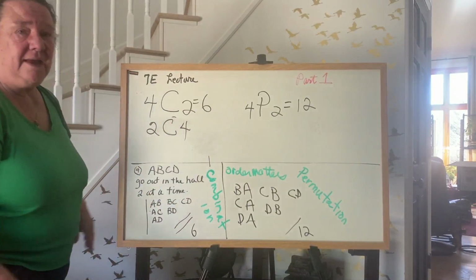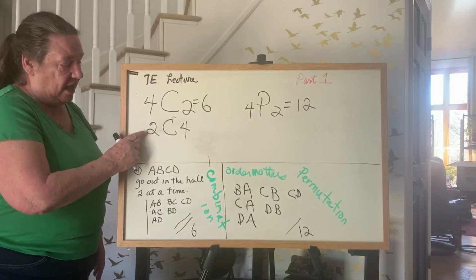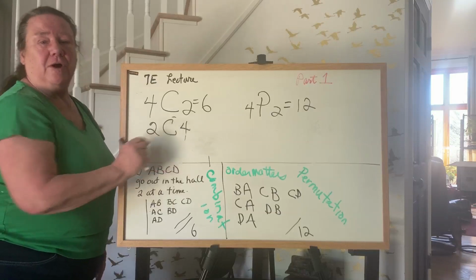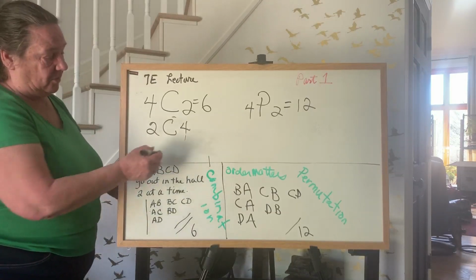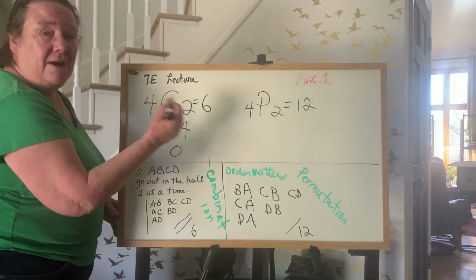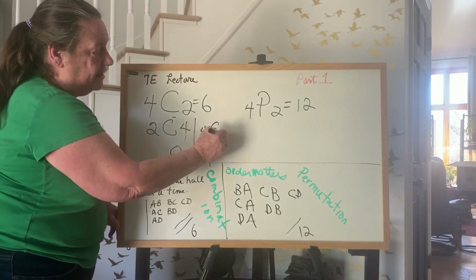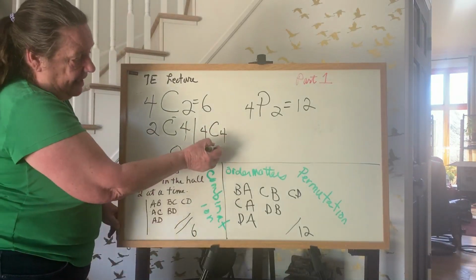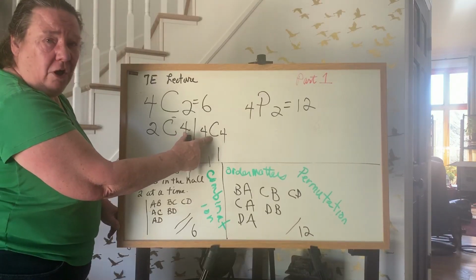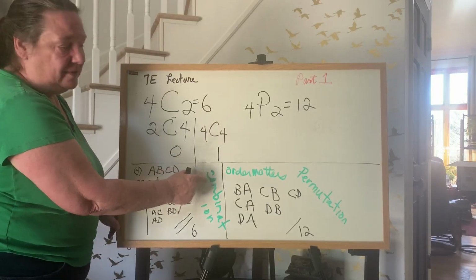2C4, okay? This will say there are 2 people in question. I want those 2 people to go out in the hall 4 at a time. That's impossible. So you're going to have a 0 there. Okay? Then I want you to try 4C4. And you should get 1. This is 4 people go out in the hall 4 at a time. There's only one way to do that.